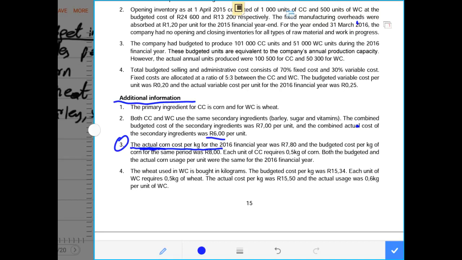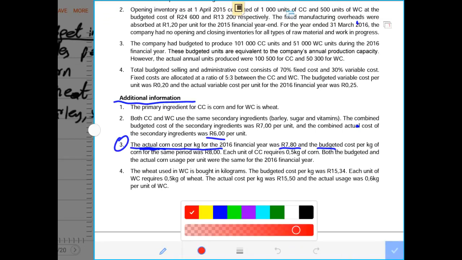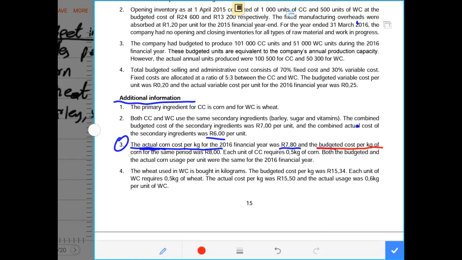The actual corn cost per kg for 2016 was 7.80 rand. And the budgeted, now this is my concern. This is where I'm focusing. I'm focusing on the budgeted first. It says, and the budgeted cost per kg of corn. Remember, corn goes hand in hand with the product CC. CC is used in the primary ingredients called corn.